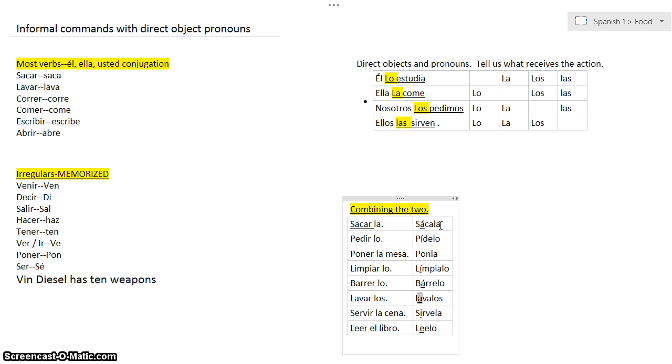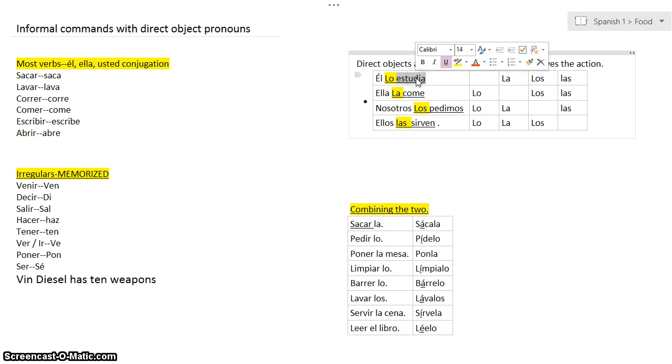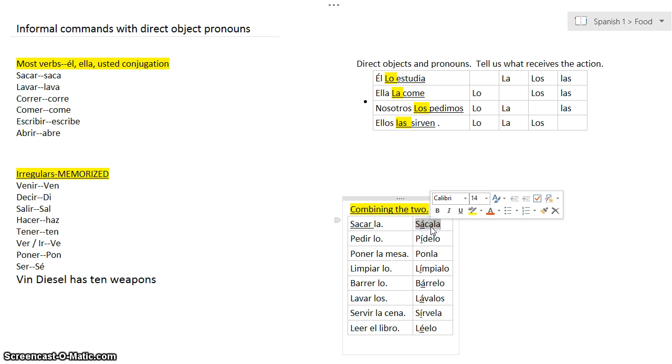Bárrelo, again, third to the last. Lávalos, sírvela, and léelo. Léelo. All right, so let me clear up one last thing, and then you'll be set for direct object pronouns with commands. Up here I told you that the direct object pronoun has to come before the verb, and then down here I told you that direct object pronoun is attached to the verb.